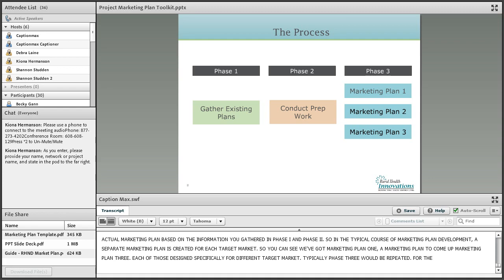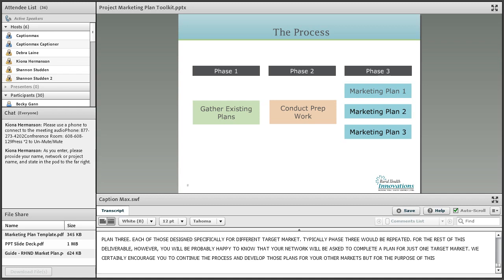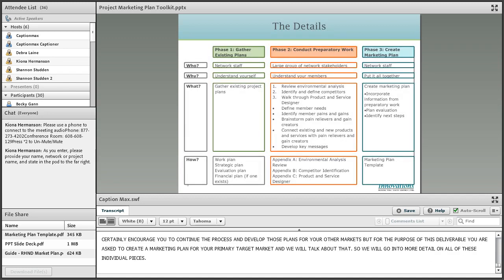So typically, phase 3 would be repeated for each market segment that you've decided you want to pursue. For the purpose of this deliverable, however, you will probably be happy to know that your networks will be asked to complete a plan for just one target market. We certainly encourage you to continue the process and develop those plans for your other markets, but for the purposes of this deliverable, you're asked to create a marketing plan for your primary target market, and we'll talk about what that is in a minute. So we'll go into more detail on all of these individual pieces.